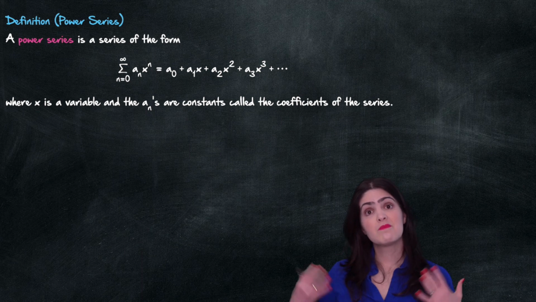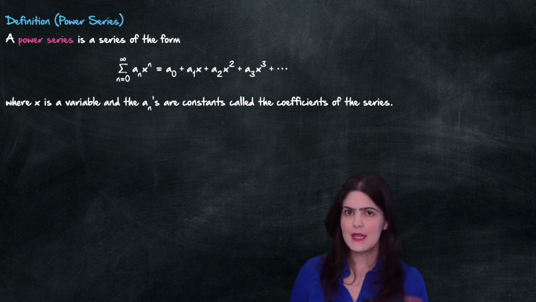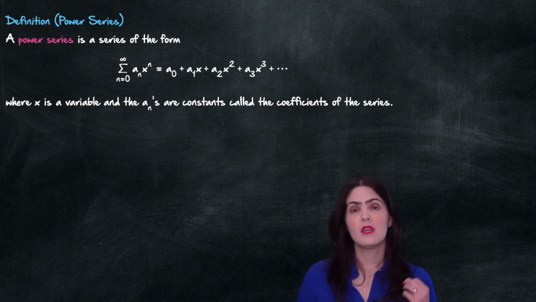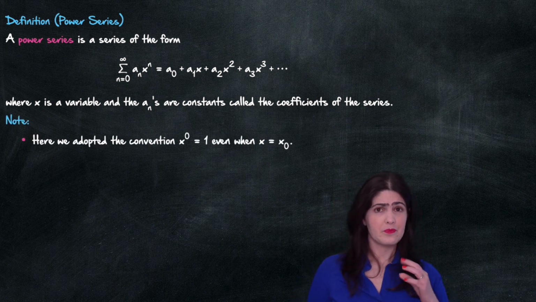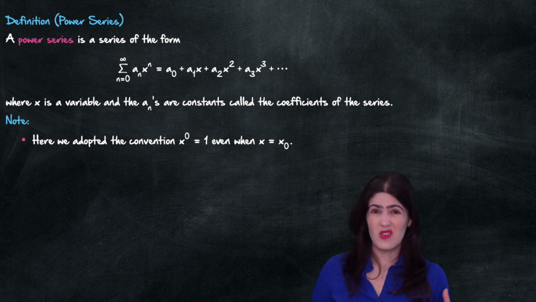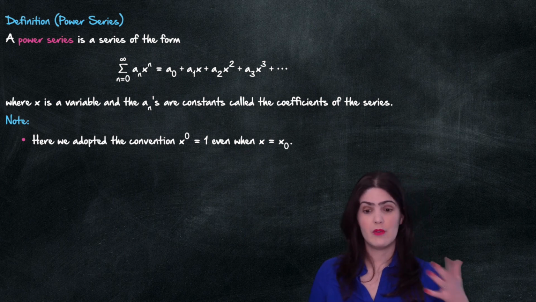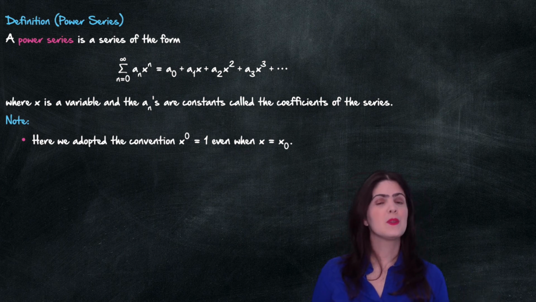And here we're just summing powers of x. That's what it's called, power series. And here there are some important things to note. The first one is that we're using the convention that x to the 0 is equal to 1 even when x is equal to 0, just to avoid problems at x equals 0.